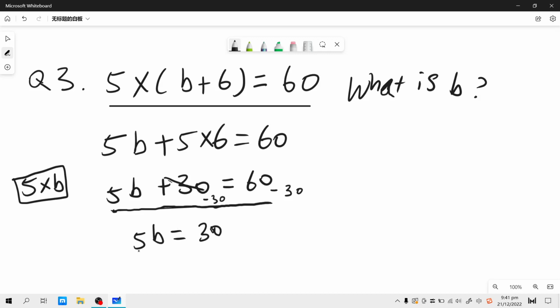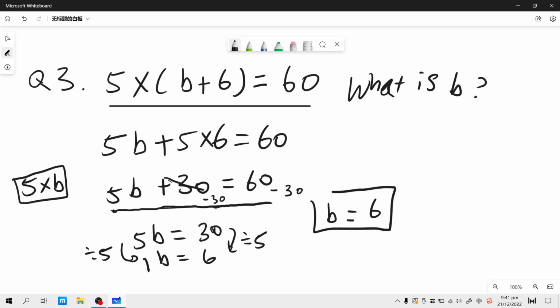Now see this equation, it's easy to solve now, right? 1b equals, you divide by 5 here, divide by 5 here. So the answer is 6. So b just equals 6. This is our answer for this question.